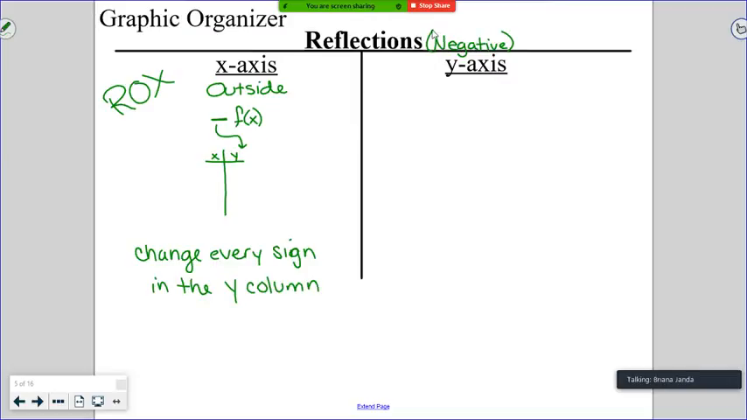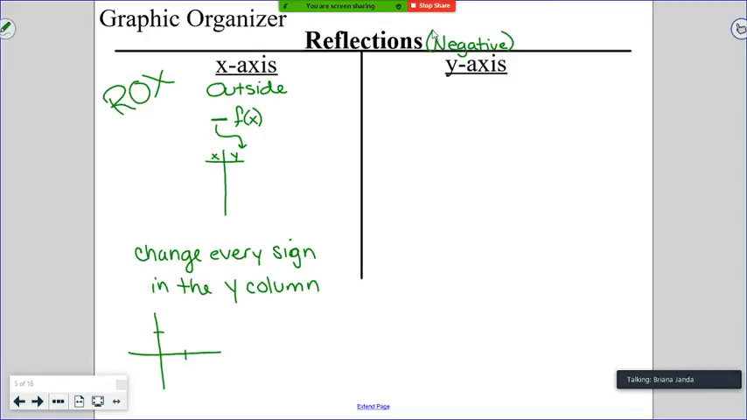Now, I do want to show you, because it does bother some people that we call it an ROX, a reflection over the x-axis, but I'm telling you to go change the signs on your y column. And why are those two letters not matching with each other? So I just want to show you a very basic example here.